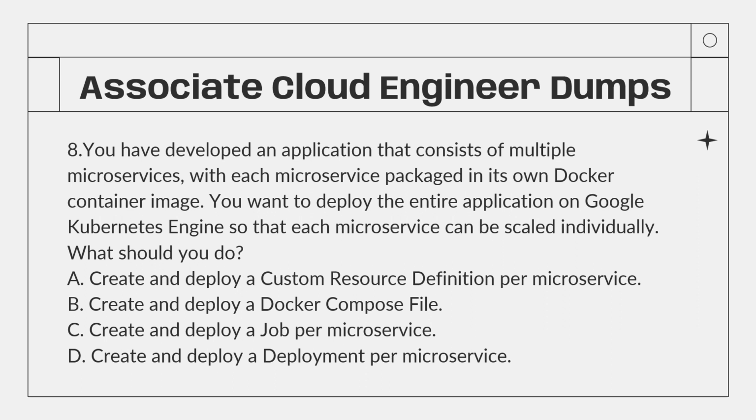8. You have developed an application that consists of multiple microservices, with each microservice packaged in its own Docker container image. You want to deploy the entire application on Google Kubernetes Engine so that each microservice can be scaled individually. What should you do?